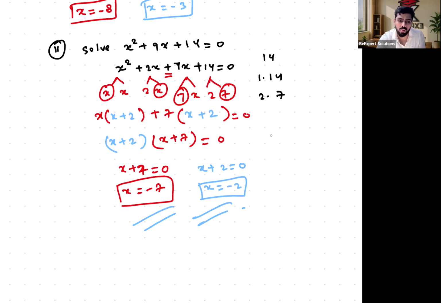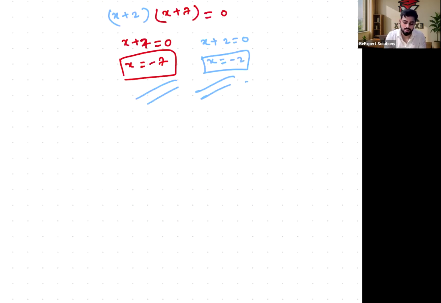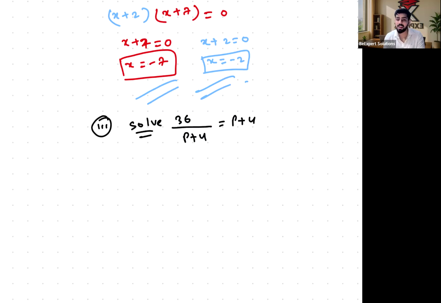Just one more question maybe you can try in your homework, which sometimes they will give you in this term. They will not directly give you the equation. They will say, you know, third question, let's say we need to solve 36 over p plus 4 equals to p plus 4. Now, guys, obviously, if you see this one, in this question, they haven't given you a quadratic equation. They just want you to solve it. So first of all, you need to make it a quadratic equation, and that's the real thing here. So you'll just take this to this side, which is p plus 4 and p plus 4.